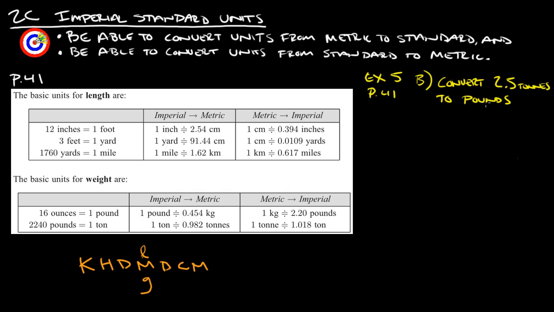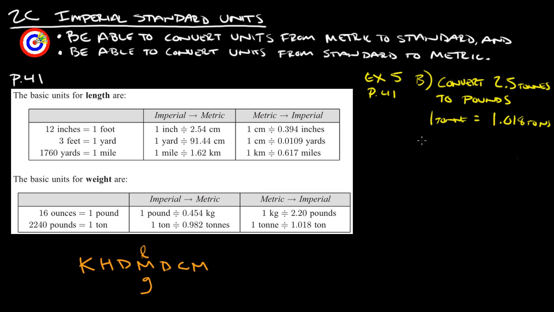We're basically converting this from metric into imperial, or again standard. So we want to use 1 tonne equals 1.018 tons.